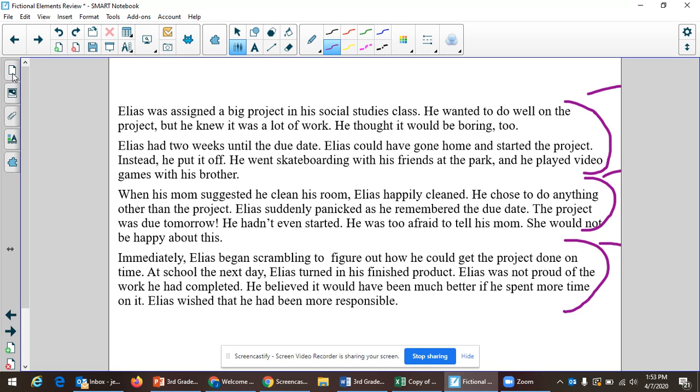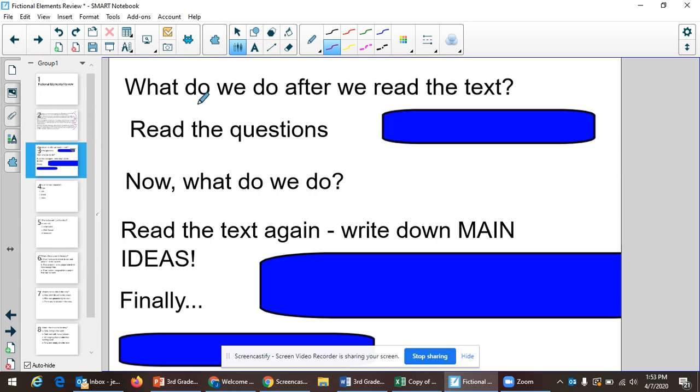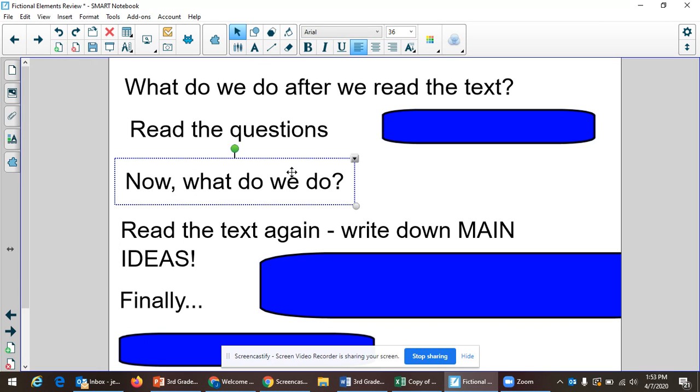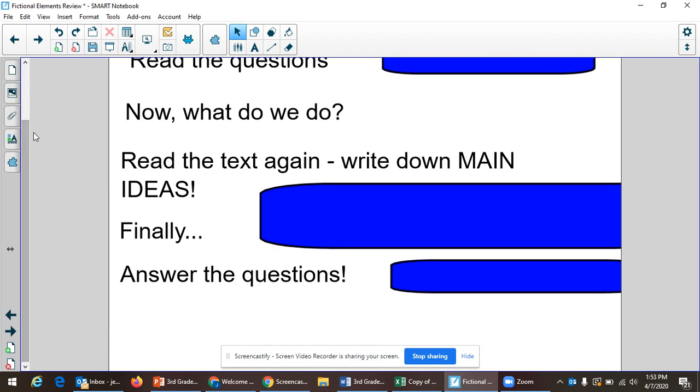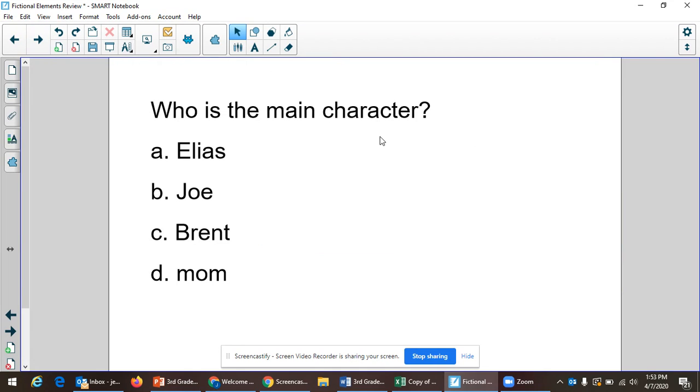So we read the text one time. We've gone back and we have looked at the questions. We should have read the text again, and we wrote down what we thought the main ideas were. And then finally, the last step is answering those questions. See that. So let's look at our questions again.